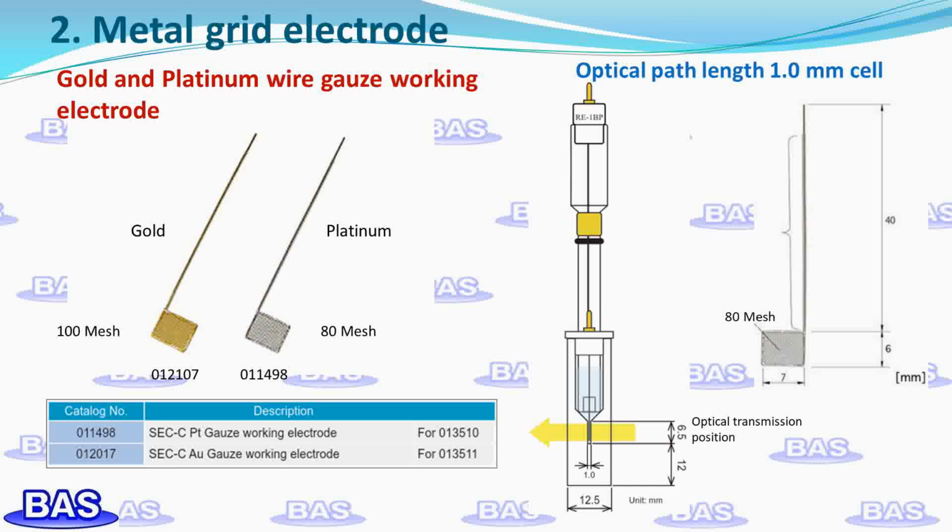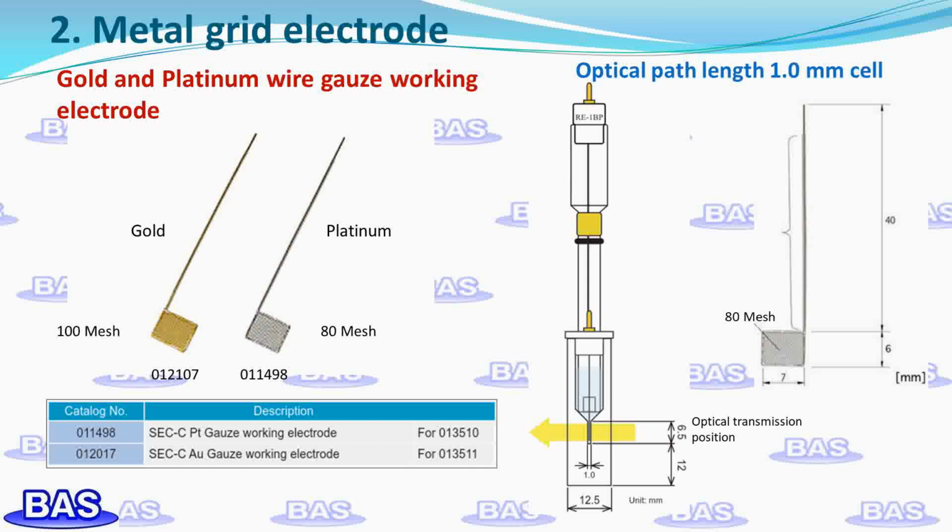Mesh refers to the number of holes on the screen per square inch, and 50 mesh means 50 holes per square inch. The higher the mesh number, the more holes there are, and the lower the light transmission rate. The 80 mesh platinum wire mesh working electrode has a light transmission rate of about 50 to 55%. The presence of contaminants on the mesh will affect the light transmission rate and electrochemical reaction characteristics.